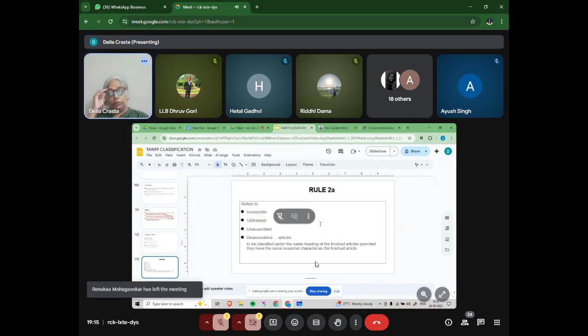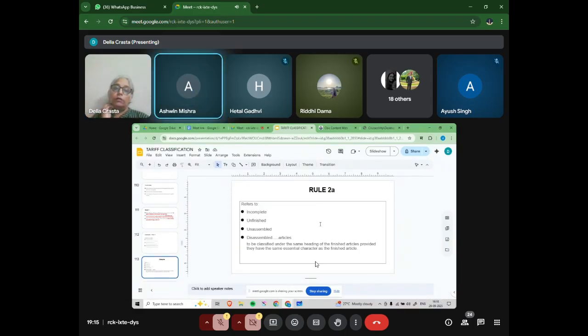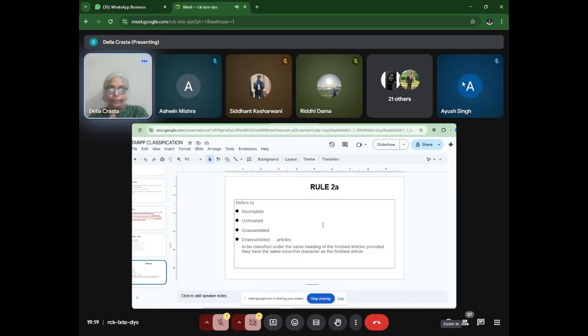Incomplete. SKD and CKD. That is your unassembled and disassembled. The difference between CKD and SKD. So whether your article is coming in a CKD form or an SKD form, Rule 2A is telling you how these types of condition articles have to be classified, because when you're looking at it, you cannot see the complete article. It's broken, like it's in different packages.